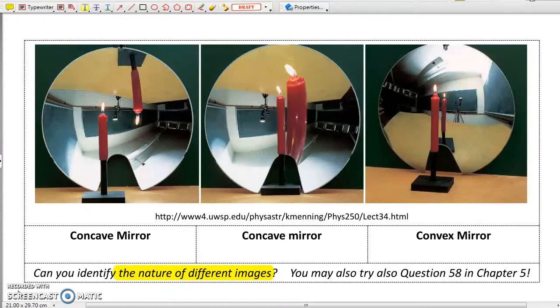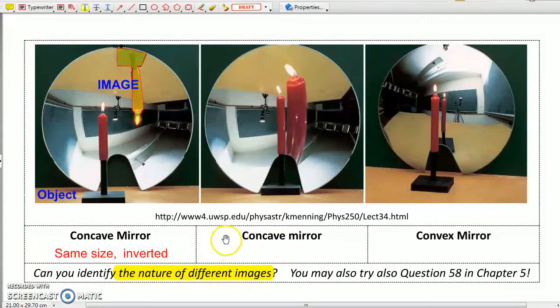On the left, it is a concave mirror. The image is... Let's talk about the size first. Same size as the object. And what about the direction? The image is upside down, and so it is inverted.